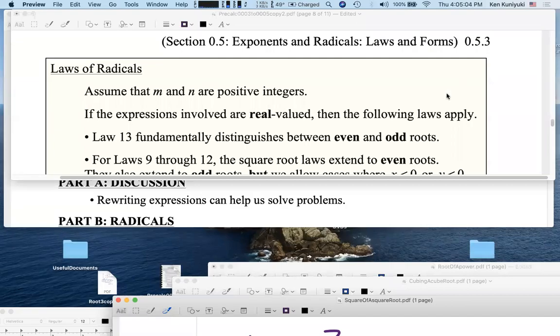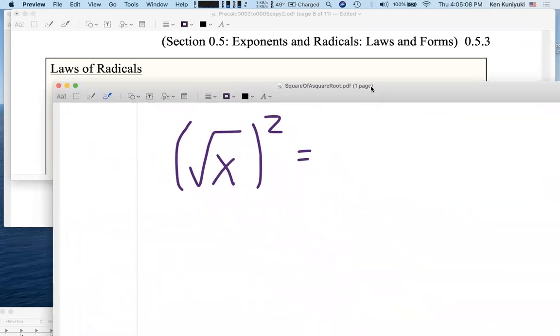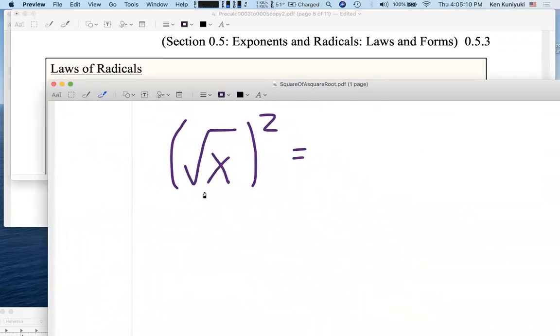Hi everyone, let's continue with laws of radicals. So for example, if you had the square of the square root of x, how could you simplify that? Well, the square and the square root undo each other, and this does simplify to x, provided that x is not what? We only take the square roots of what kinds of values or numbers?